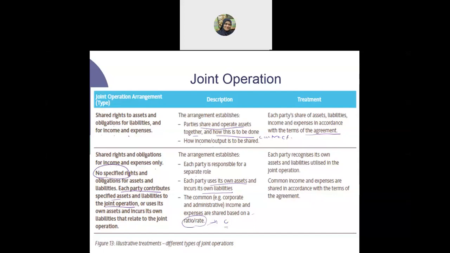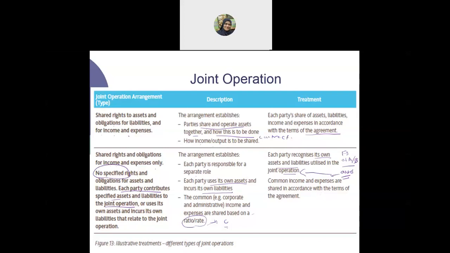For the treatment here, each party is going to recognize its own assets and liabilities utilized in the joint operation. Recognizing its own assets and liabilities means that in the financial statements of A or B, they are going to have their own assets, but these assets are used for the joint operation. Common income and expense are shared in accordance with the terms of the agreement.